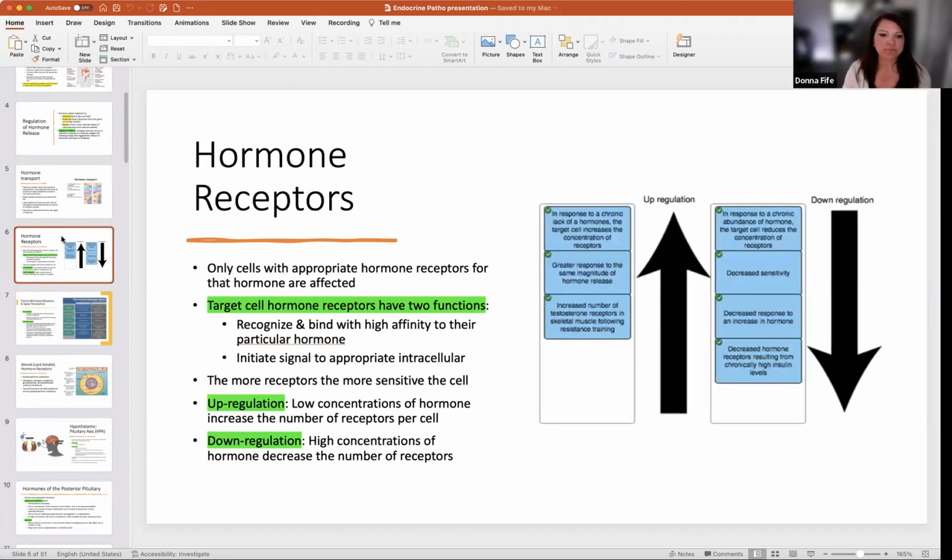Hormone receptors. Only cells with appropriate hormone receptors for that hormone are affected. Target cell hormone receptors have two functions: to recognize and bind with high affinity to their particular hormone, and to initiate signal to appropriate intracellular targets. The more receptors, the more sensitive the cell. There's upregulation, in which low concentrations of hormone increase the number of receptors per cell. Or there can be downregulation, when high concentrations of hormones decrease the number of receptors.